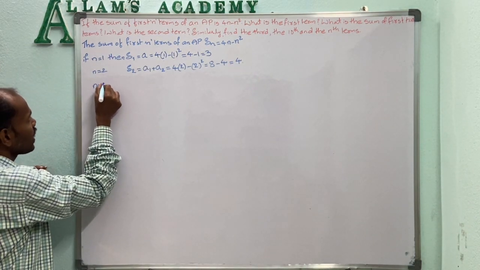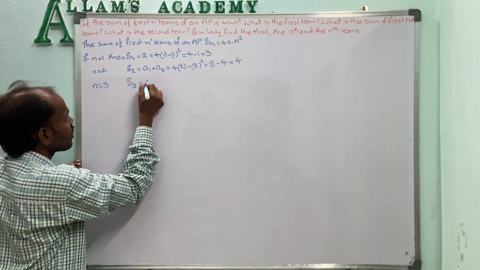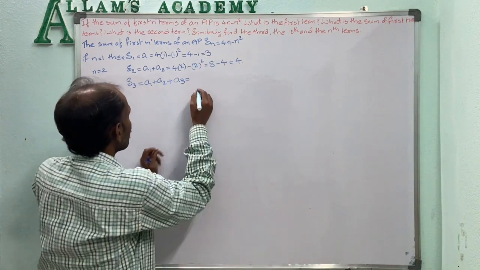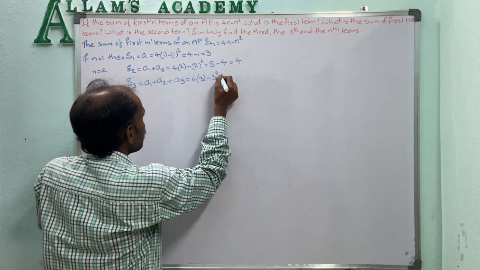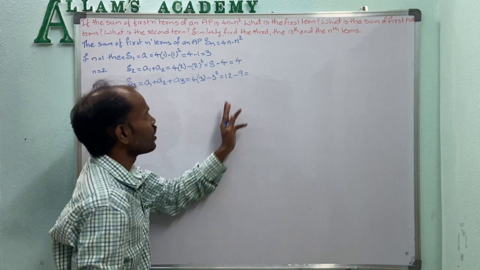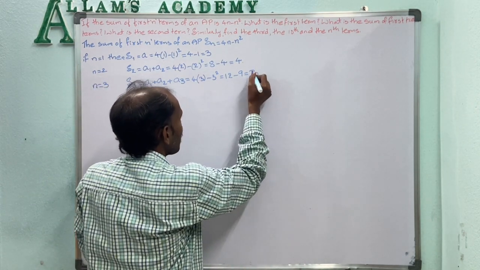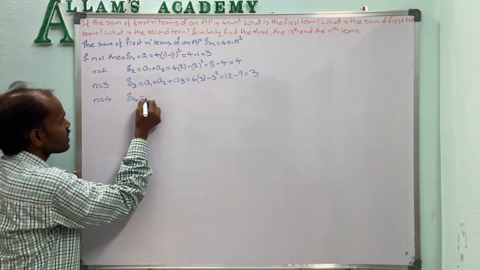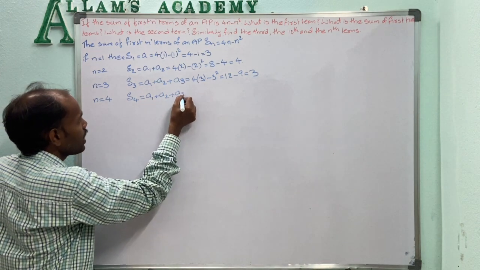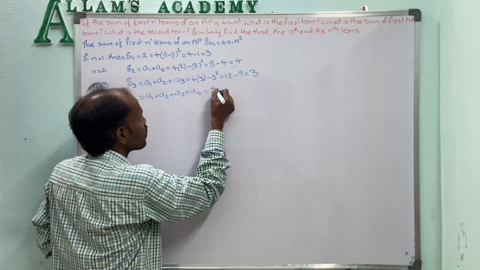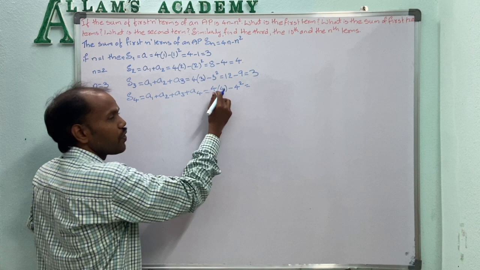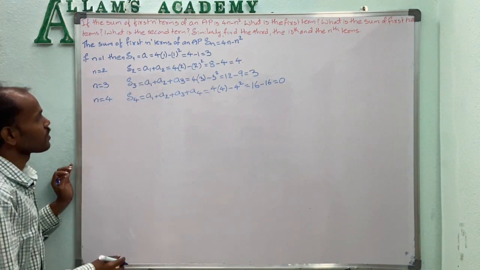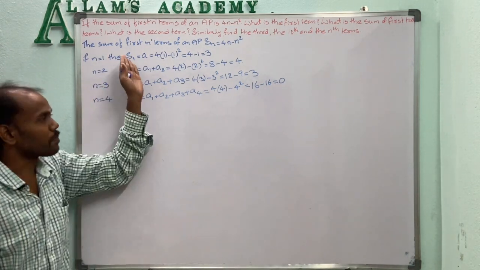Next, if n equal to 3, the sum of the first three terms S3 is equal to A1 plus A2 plus A3, that is 4 into 3 minus 3 square, 12 minus 9, that is 3. Next, the sum of the first four terms, n equal to 4: S4 is equal to A1 plus A2 plus A3 plus A4, that is 4 into 4 minus 4 square, 16 minus 16 is equal to 0. So up to so on we can find the sum of n terms.